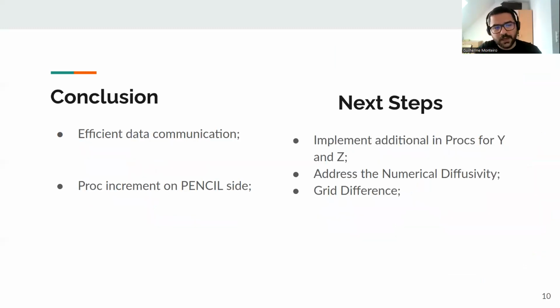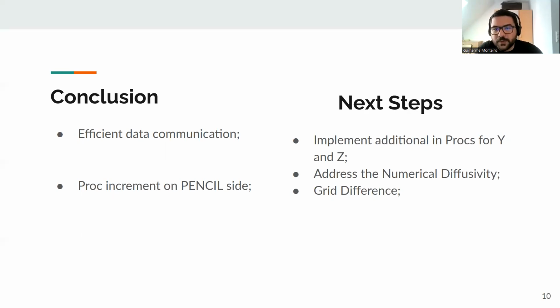So in conclusion, now we are able to efficiently send the data. This is done. We also can increment the number of processors on the Pencil side, but we still have to do more, and that is going to be our next step: to implement additional processors for Pencil in the Y and Z directions.